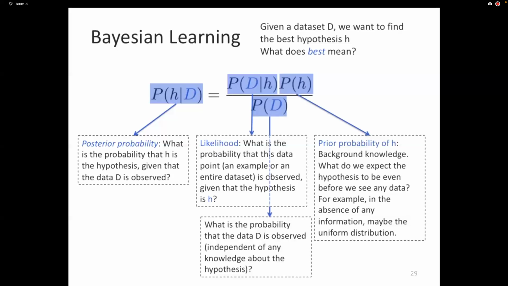There's the term at the bottom, P of D. That's just asking what's the probability that that data set D is observed, independent of any knowledge about any hypothesis. And we've seen a bit that this term is not going to matter for us. So we are not going to spend too much time worrying about that. Any questions about any of this stuff?